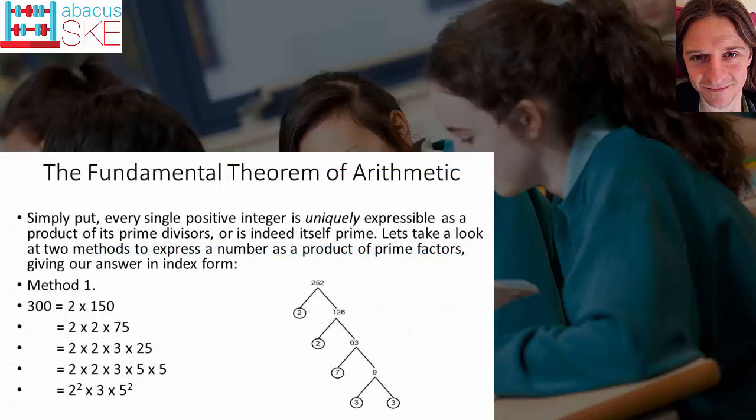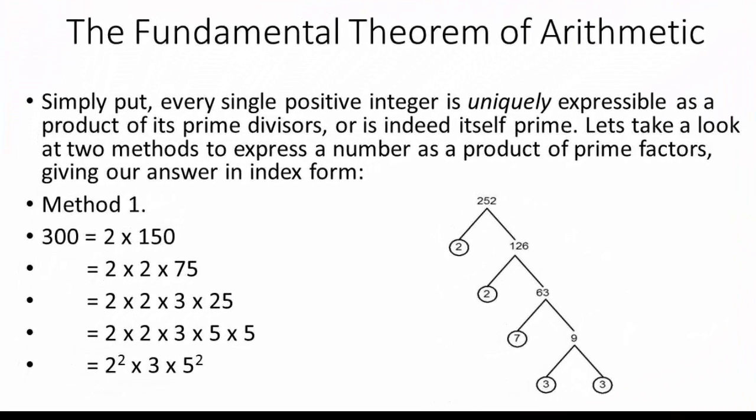Okay, so we're going to be looking at a proof about the primes very shortly, but firstly, let's have a look at something which is really important and certainly a big part of the GCSE. It's the fundamental theorem of arithmetic. This is what the scheme of work meant when it mentioned the unique factorisation theorem. The fundamental theorem of arithmetic simply says that every single positive integer, not fractional numbers or anything like that, but every single whole number, is uniquely expressible as a product of its prime divisors, or prime factors, or it must be prime.